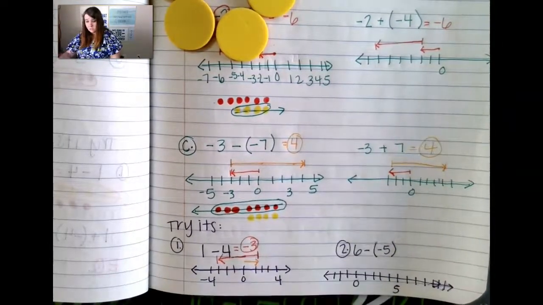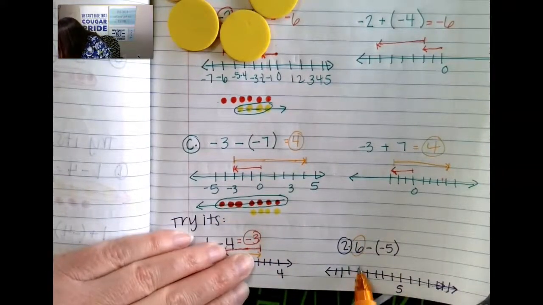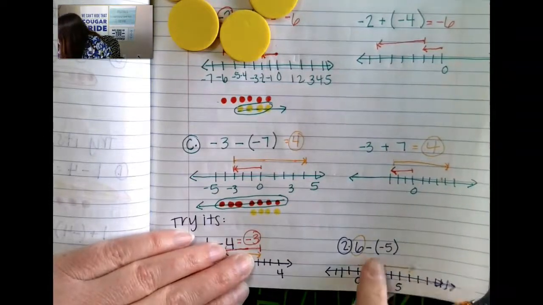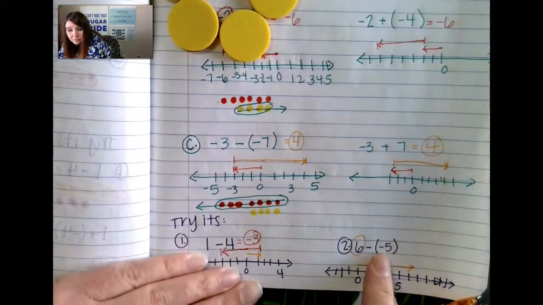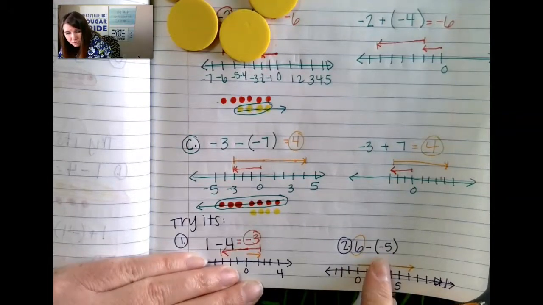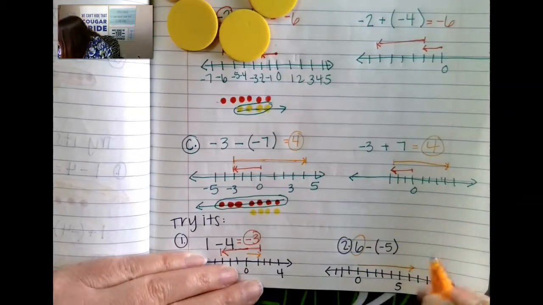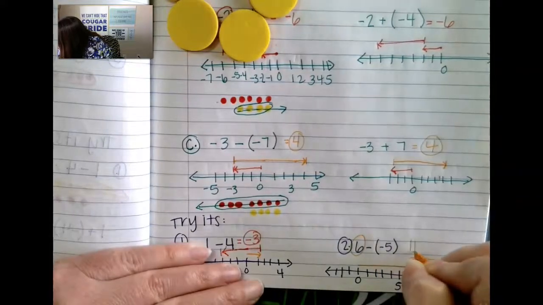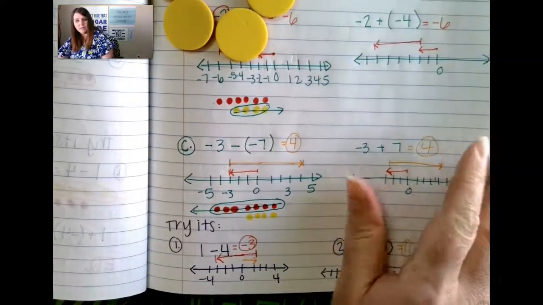So we had 6. We need to go to 6 first because our first number is positive. That's the direction we're going. So I need to go to 6. And then it wants me to remove -5. Well, I don't have any -5s to remove. And so really, if I had those 5 to remove, I would be removing the 0 pairs. So that means that I am now going to go all the way to 11. So what does this look like? Because that is a really bizarre one, right?